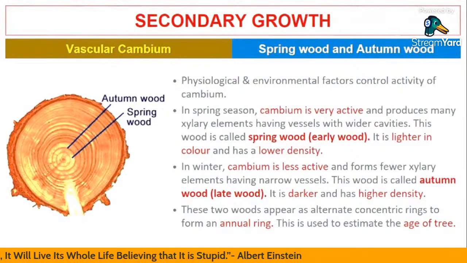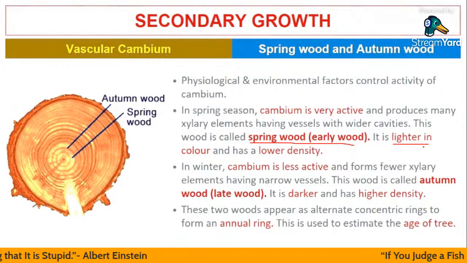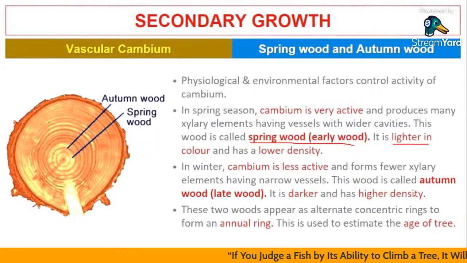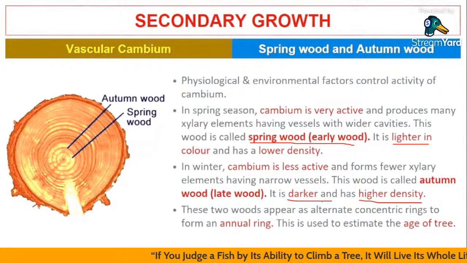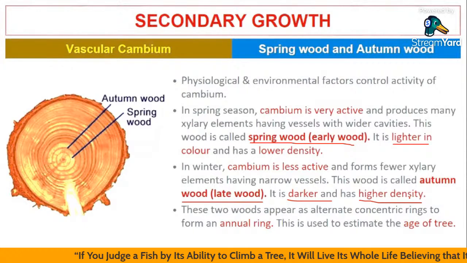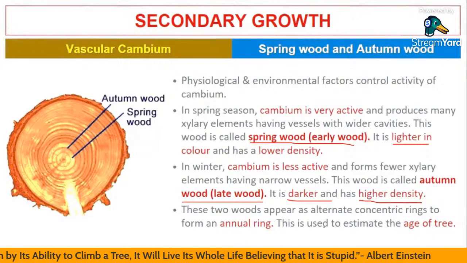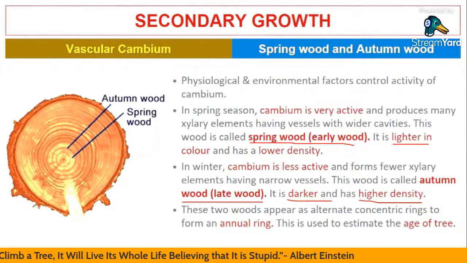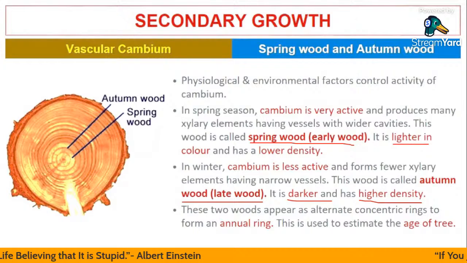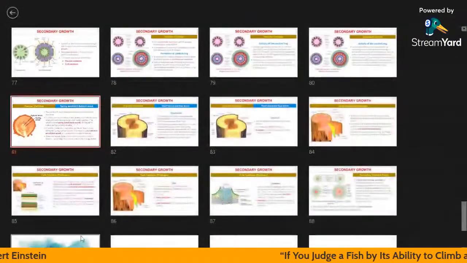So you have to study these points: spring wood or early wood, lighter. So they can ask which wood is lighter in color and has a lower density. It is spring wood or early wood. Which is higher density and darker in color? It is the wood formed during the winter season, that is autumn wood or the late wood. And they will together form the annual ring arranged concentrically, alternating with each other, which is used to determine the age of a tree. Is that clear?